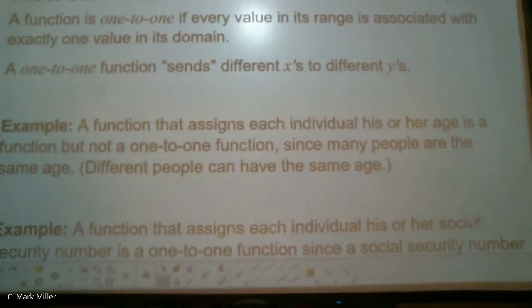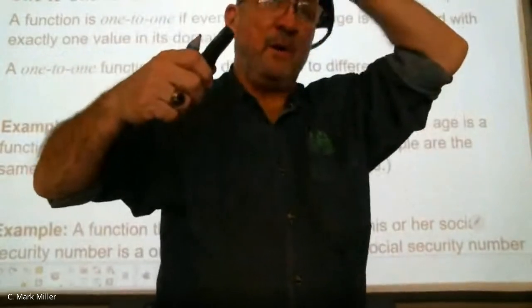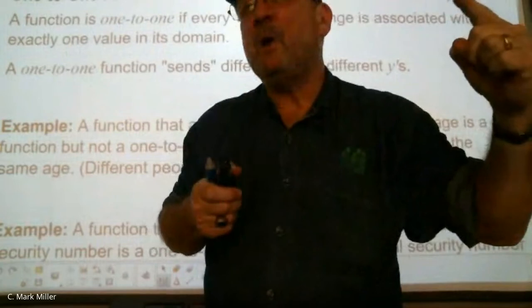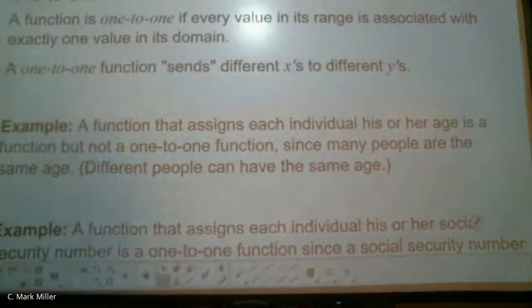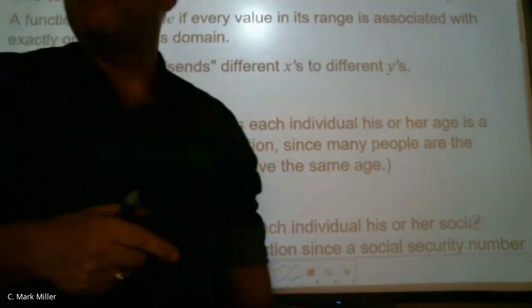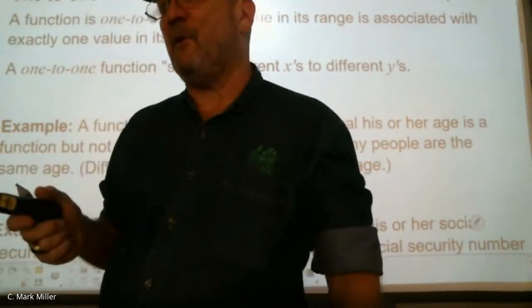What does that mean? So you have a function that takes names to Social Security numbers. That Social Security number is only associated with one person in the domain, not two people. Two people should not have the same Social Security number. Occasionally that's happened without there being any fraud.